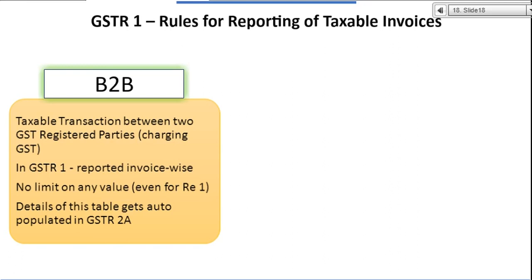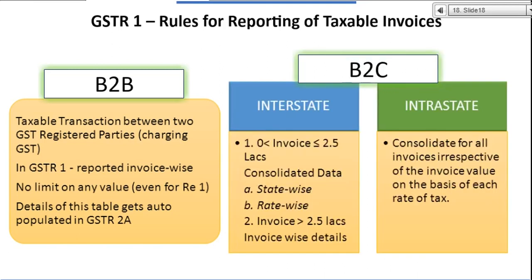Why is the reporting invoice wise? Because the recipient will take input tax credit, if it is eligible. Hence, for B2B transactions, everything is to be reported invoice wise. Next, B2C.